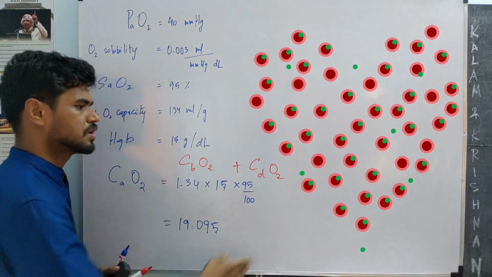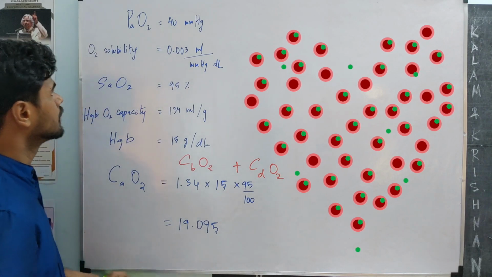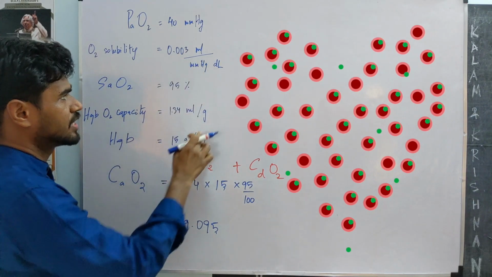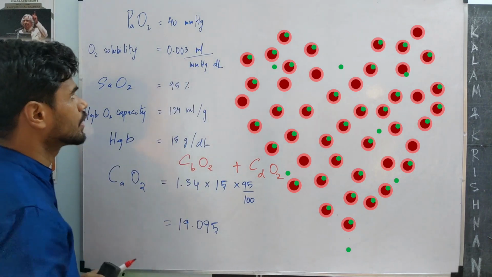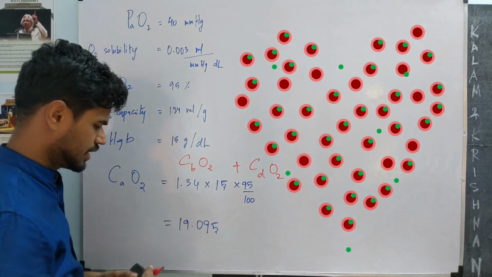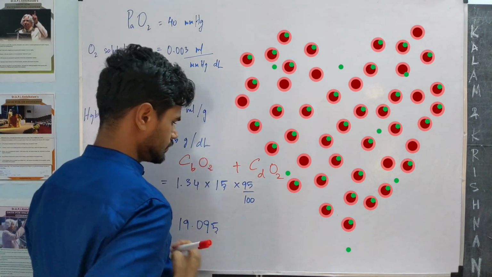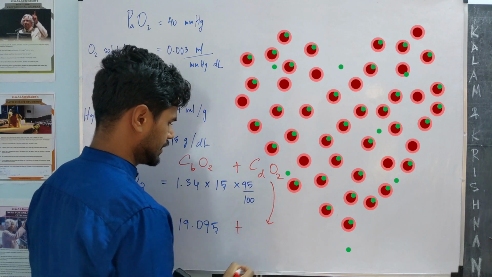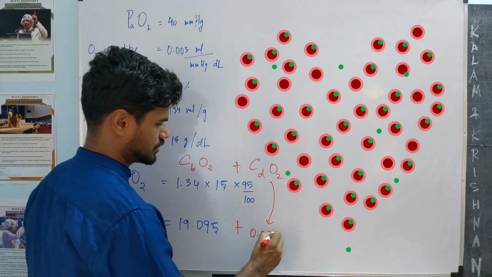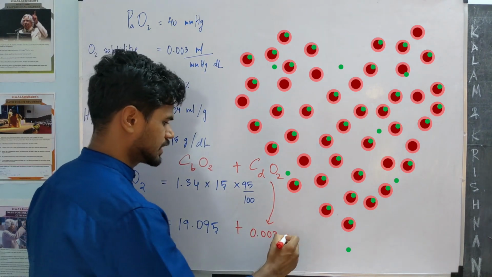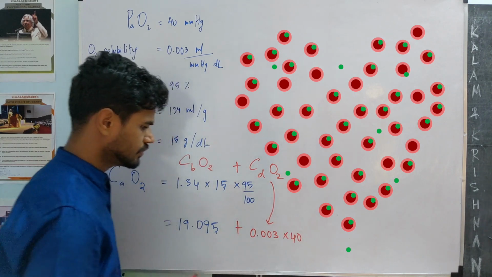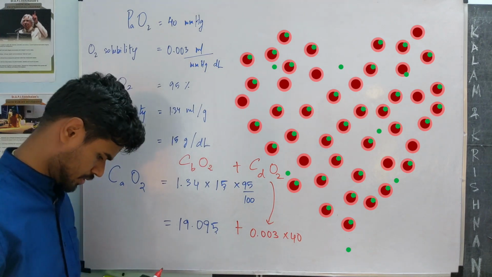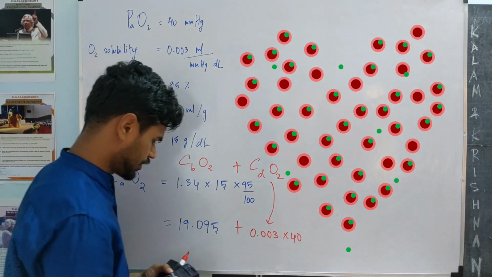What is the amount of oxygen that's dissolved in the blood? Per mmHg, there is 0.003 ml per dl of oxygen. So at 40 mmHg, we have an additional term. The CdO2 term here is 0.003 per mmHg, times 40. So this value turns out to be 0.12.